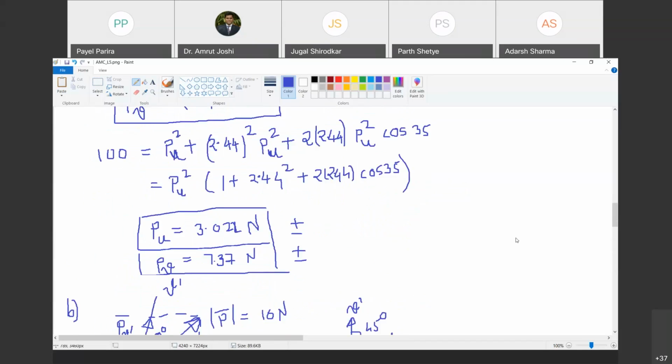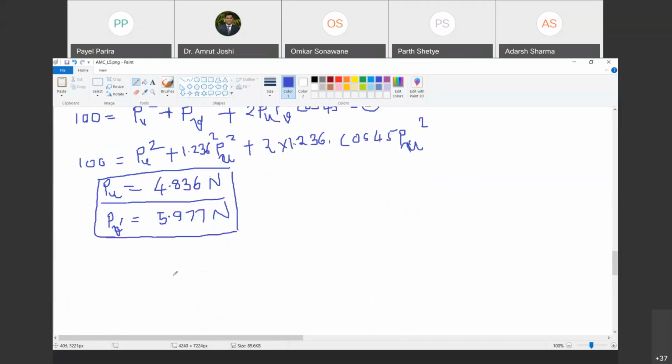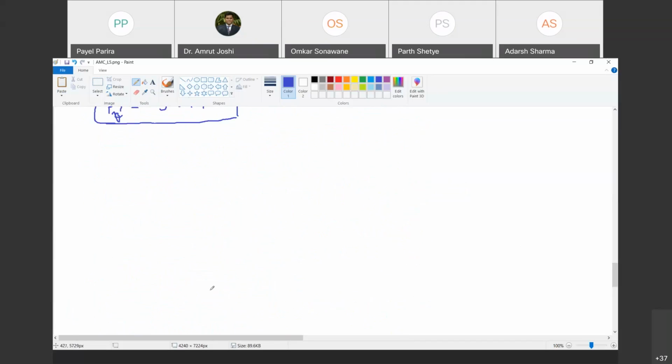Now I want Omkar to unmute himself. Omkar Sunani. Yes, sir. So do you agree with me? These two PUs are not the same. So they are not the same. Now what can be the reason? Can you say that?